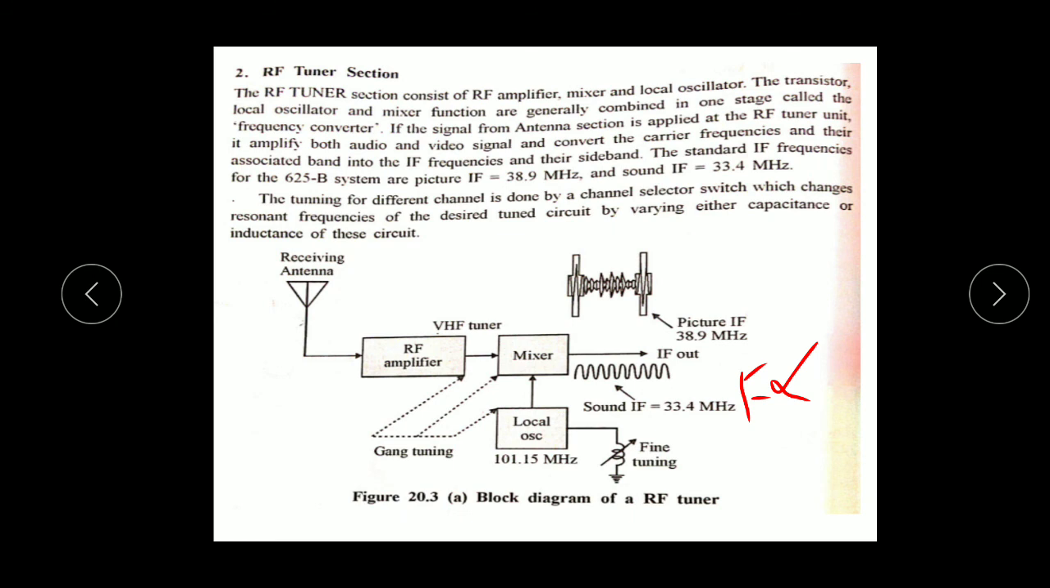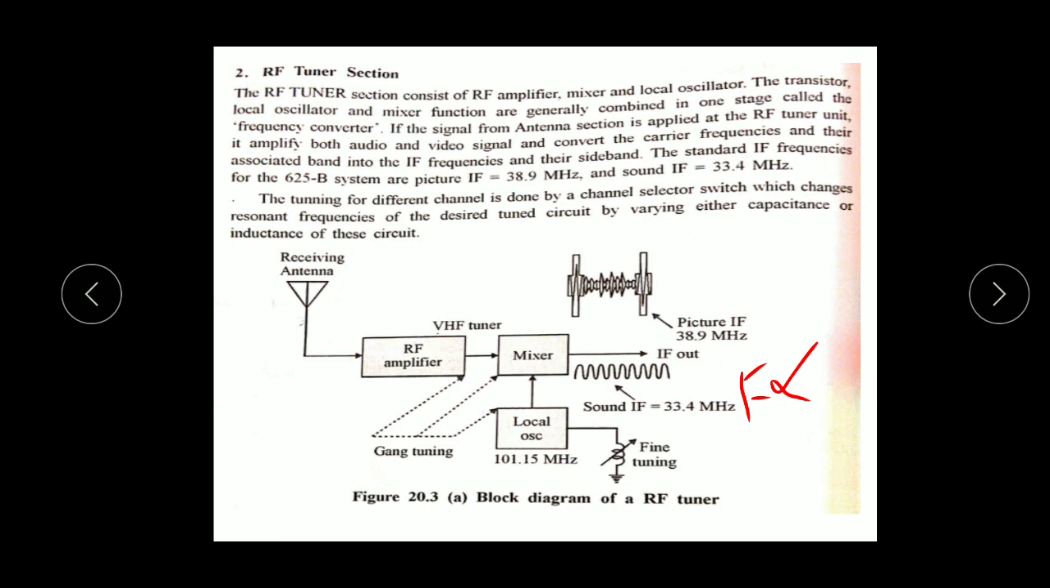Basically, this is the principle of changing the tuning circuits. This gang tuning circuit basically consists of an inductor L and a capacitor C. So frequency is proportional to 1 by root LC. So we can change the tuning frequency by changing the capacitance value or inductance value. By varying the capacitance and inductance, we can tune a particular frequency or a particular channel.